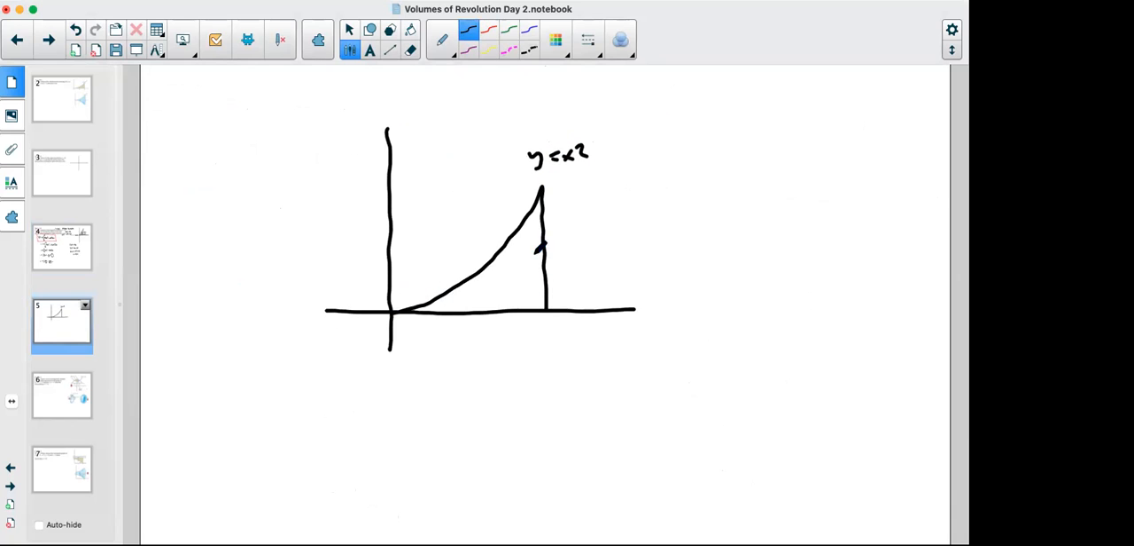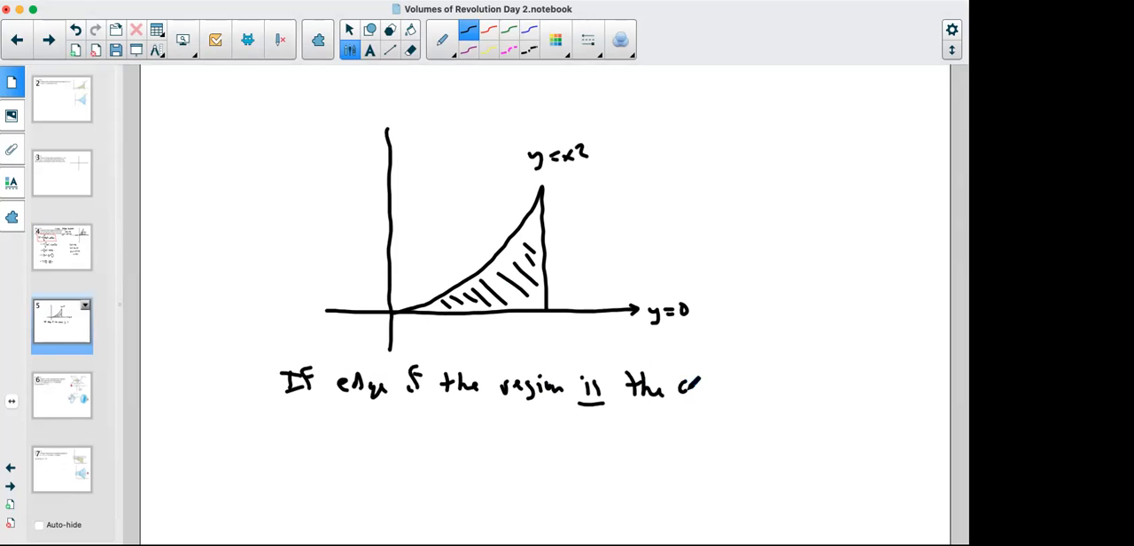And I'm talking about this area. I want to revolve this area around the x-axis. The little r is 0. There's no little r because y equals 0 is the edge of the region and it is also the axis of rotation. So if the edge of the region is the axis of rotation, then little r of x is equal to 0.